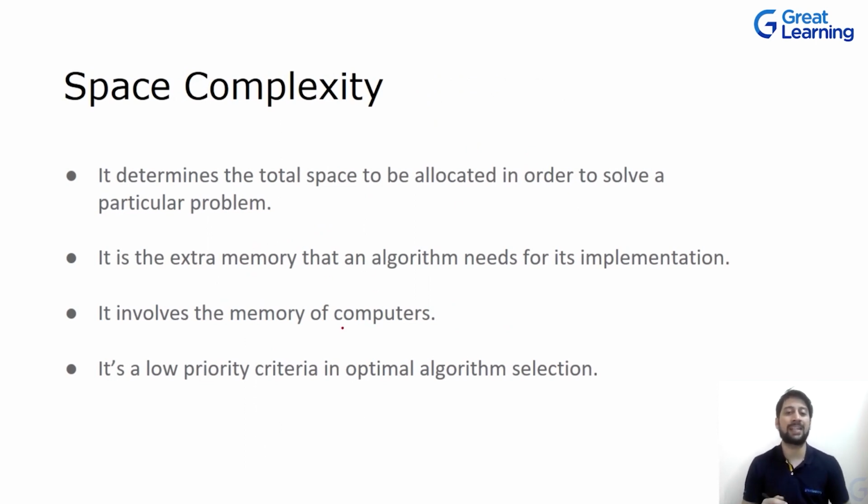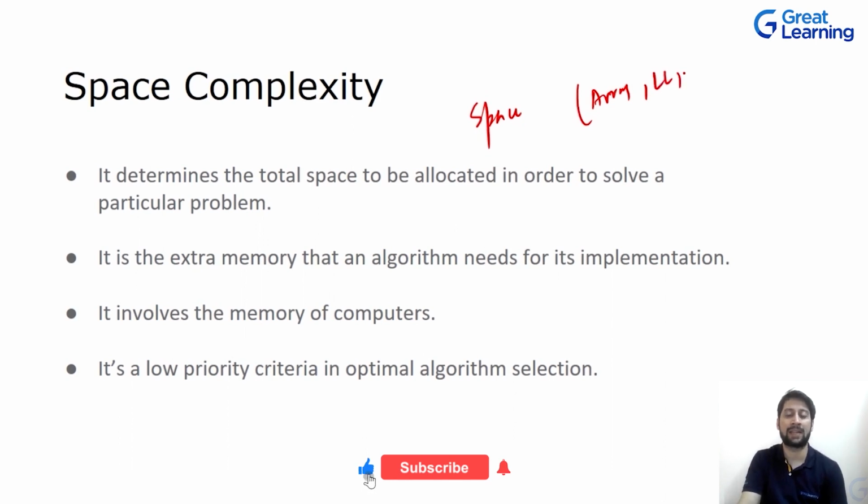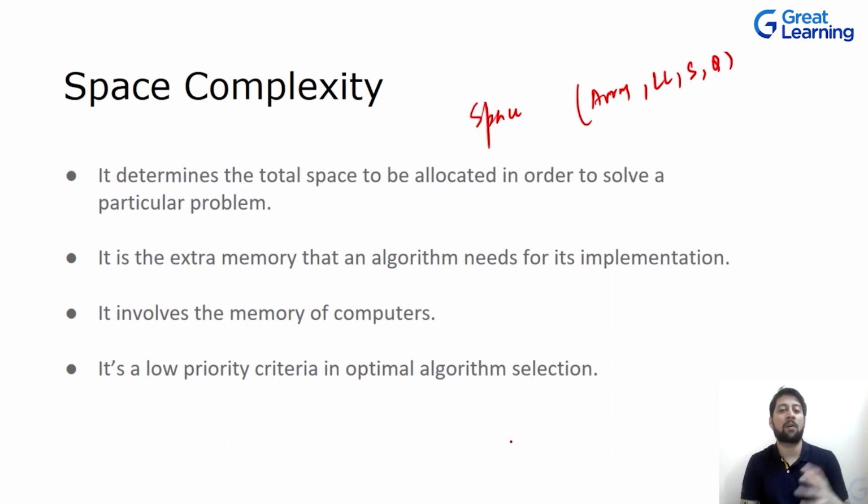Now, whenever you're using any extra space in the algorithm while you are implementing it, that is termed space complexity. It can be in the form of arrays, that extra array that you have used to solve a problem, or an extra linked list, or a stack or a queue, right? It involves memory of the computer. You're taking something extra to solve a particular problem.